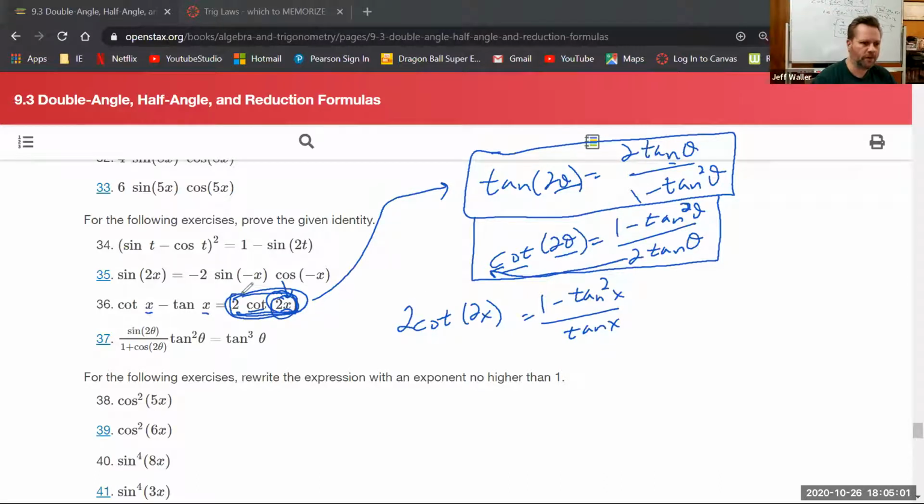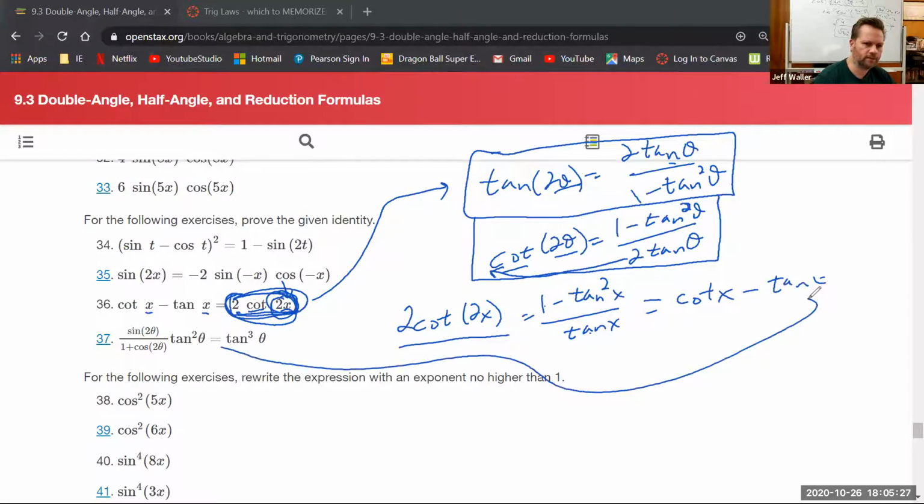And then my question is 2 cotangent 2x. Okay, so now I can write twice this would be killing that, and I would put an x in place of theta. And then look, what can I do here? What's 1 over tangent? What's 1 divided by tangent? Cotangent. And what's tangent squared divided by tangent? Tangent. And I'm done because that's this, right?